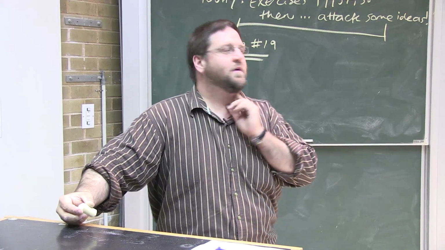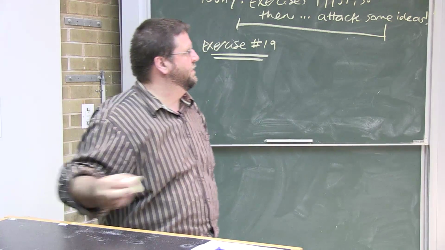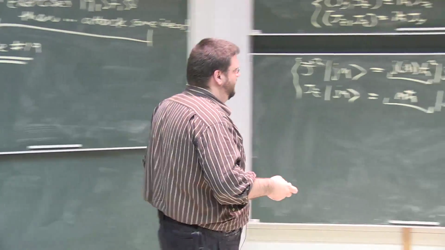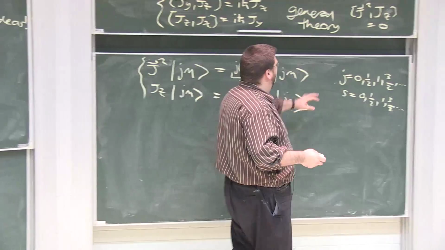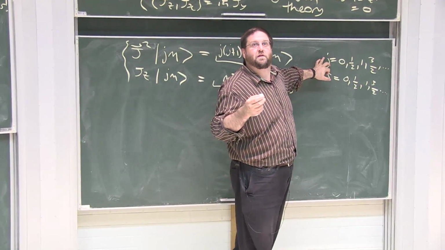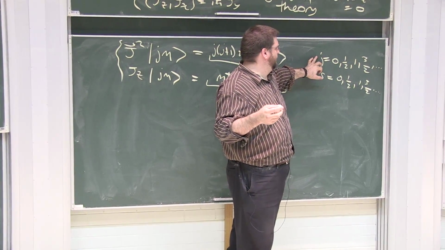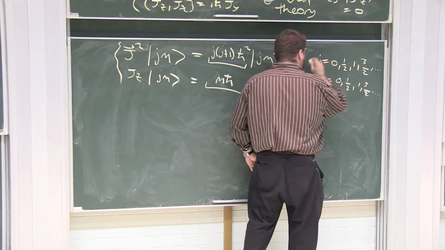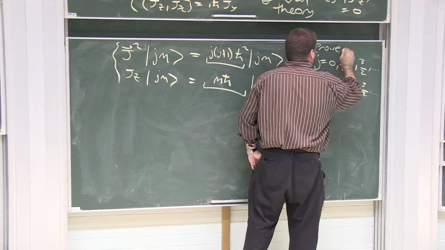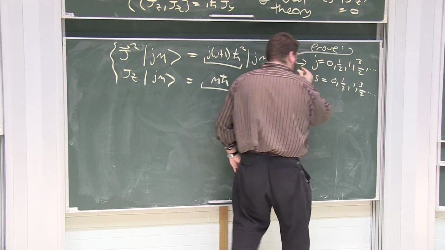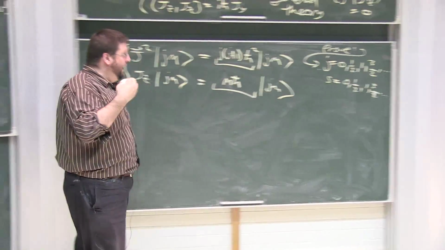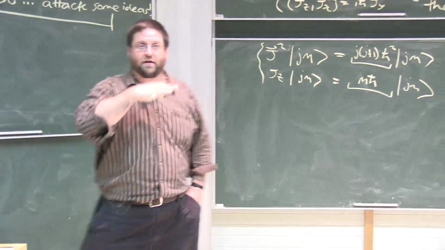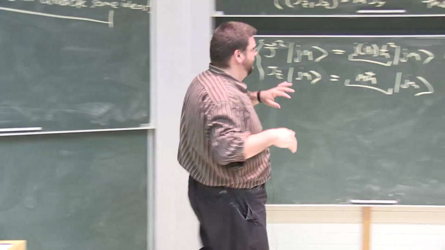Well, you've claimed that j is 0, half, 1, 3 on 2, etc. Why have you chosen those values? Sorry, can you say that again, please? Yeah, you've chosen the j values. Why those values? This can be proved and will be proved using an algebraic argument in the next class.